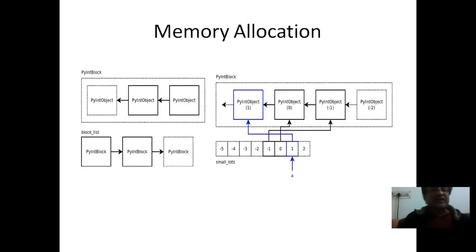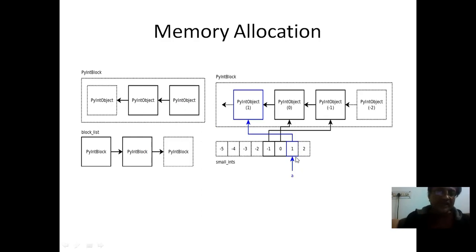So let us take this memory allocation diagram. All these PyIntegerObjects are within the PyIntegerBlock, and all these PyIntegerObjects are connected with each other with a pointer. So this is nothing but a linked list. The first PyIntegerObject is connected with the second PyIntegerObject with a pointer, and the second is connected with the third with a pointer.